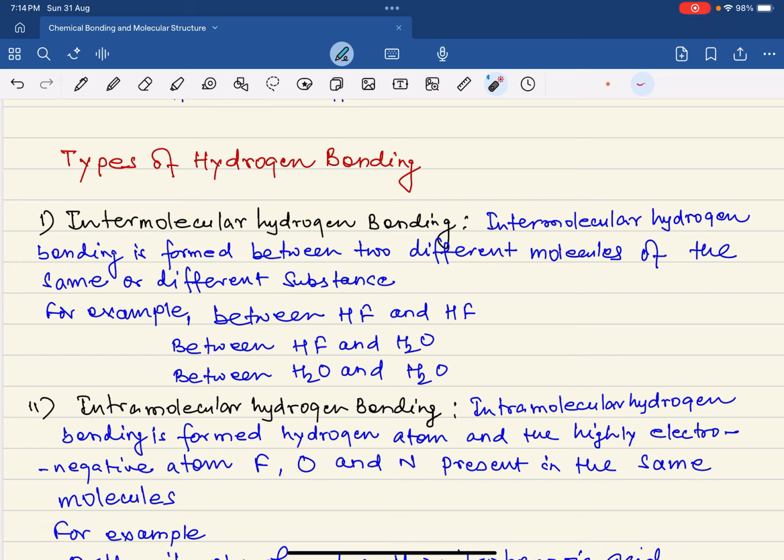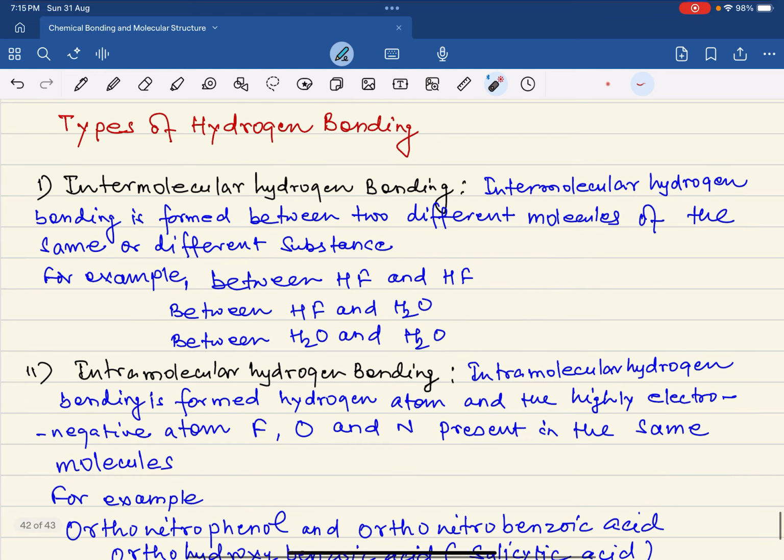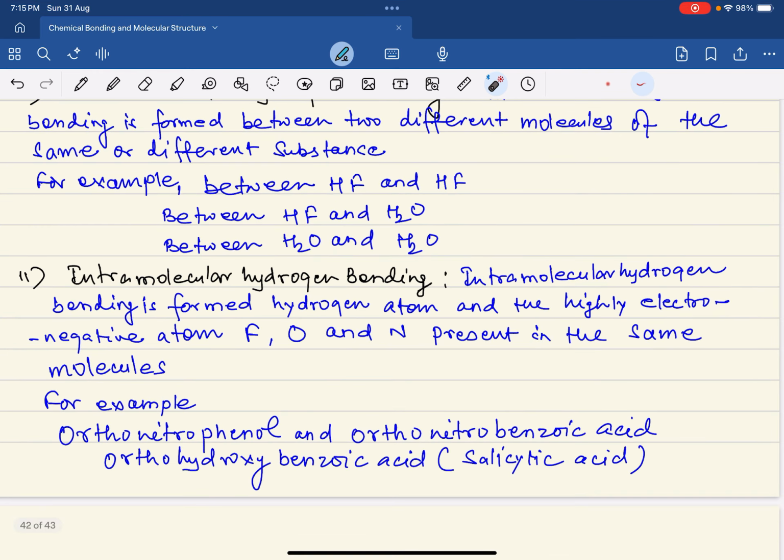Intermolecular hydrogen bonding is hydrogen bonding formed between two different molecules of the same or different substance. For example, between HF and HF (same molecule), HF and water (different molecules), water and water (same molecule). But intramolecular hydrogen bonding is formed between a hydrogen atom and a highly electronegative atom, that is fluorine, oxygen, or nitrogen, present in the same molecule.